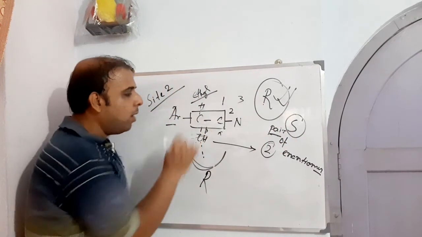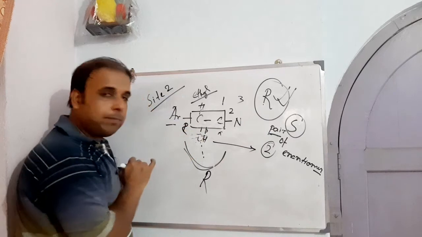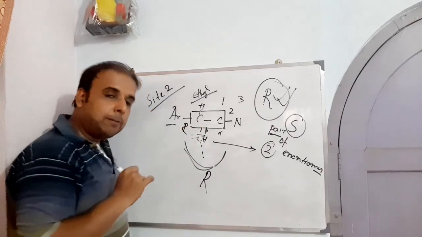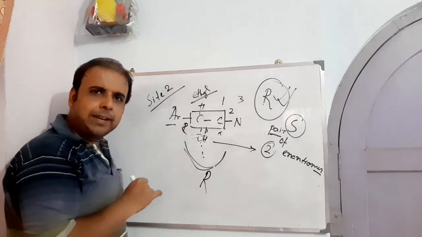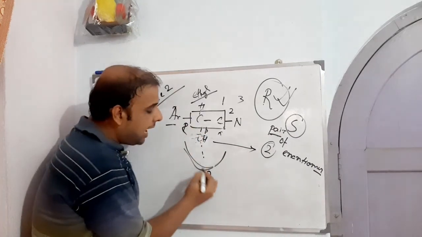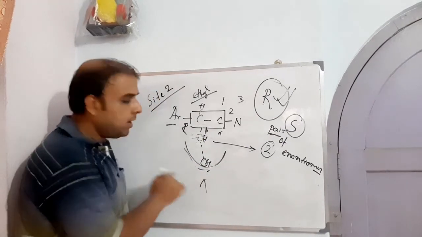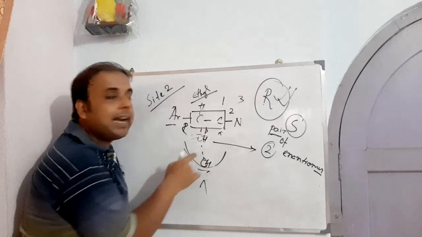Assume that this is the R form. In the R form, the hydroxyl group is found just below the plane. That means it can readily access the hydroxyl or carbonyl from this end, which is coming from the receptor end, right? With which the hydroxyl has to form a hydrogen bond.